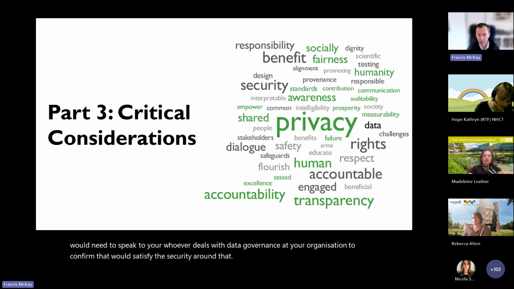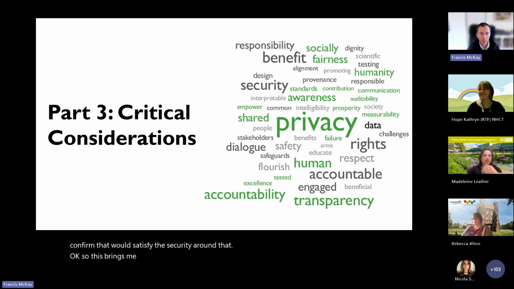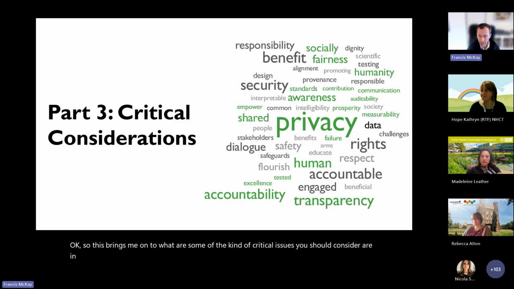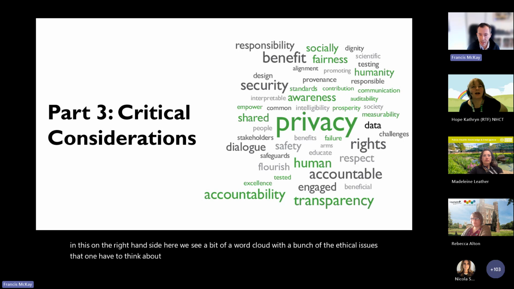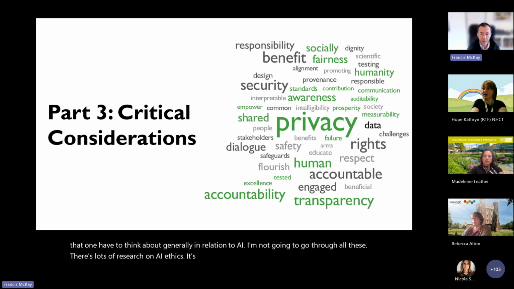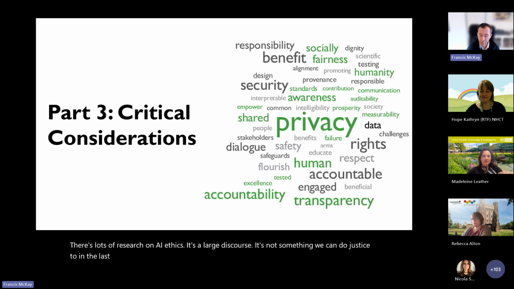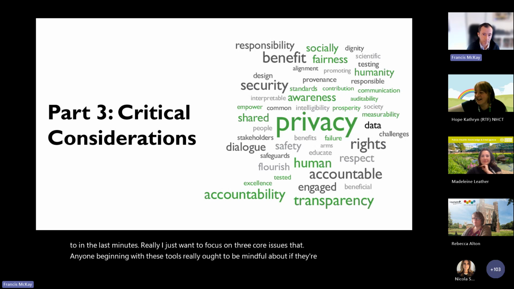Okay, so this brings me on to what are some of the critical issues you should consider around this. On the right-hand side here, we see a bit of a word cloud with a bunch of the ethical issues one has to think about generally in relation to AI. I'm not going to go through all of these. There's lots of research on AI ethics. It's a large discourse. It's not something we can do justice to in the last minutes. Really, I just want to focus on three core issues that anyone beginning with these tools really ought to be mindful of if they're going forward with it.